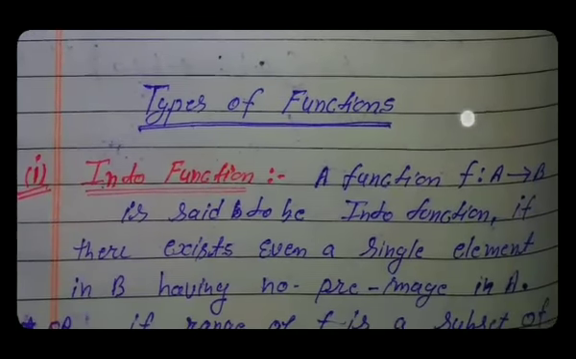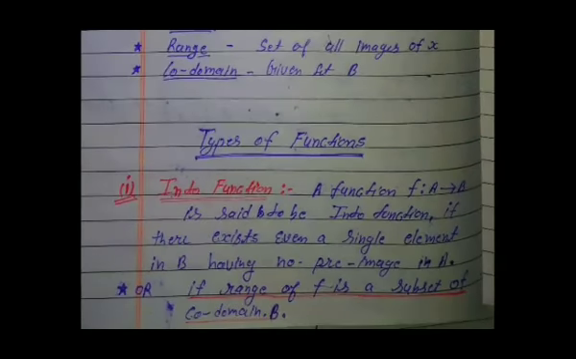Types of function. Now the next topic is types of function. The first type of function is the into function. A function f: A → B is said to be an into function if there exists even a single element in B having no pre-image in A. In other words, the range of f is a proper subset of the codomain B.